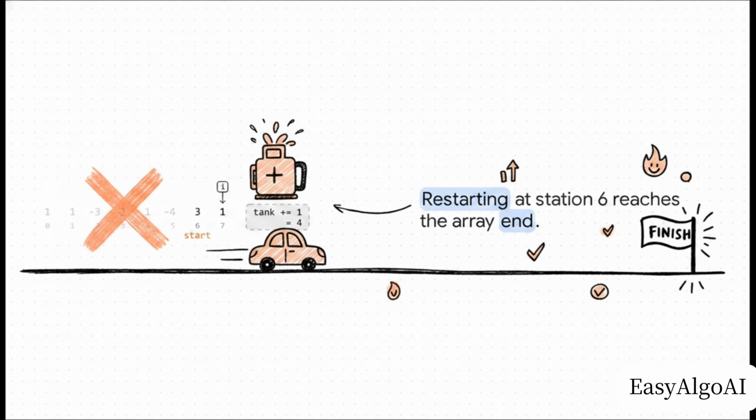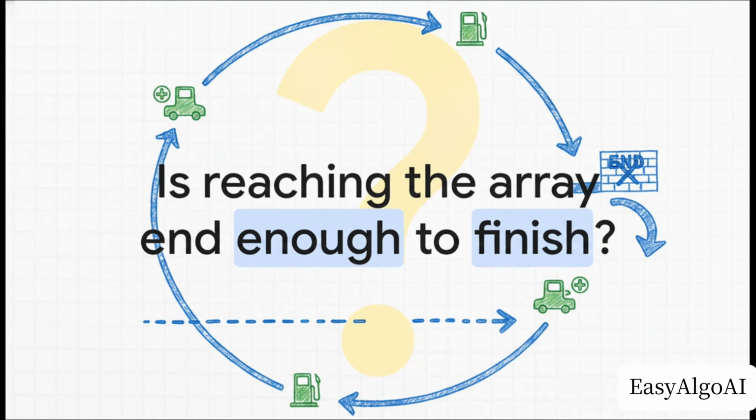And hey, look at that. From station 6, our tank stays positive. We successfully make it all the way to the end of the array at station 7 with gas to spare. But right here is the big mystery, and honestly, it's the part that usually trips people up. Do we actually need to write code to simulate looping all the way back around to the beginning of the array to definitively prove station 6 works as a full circular route? I mean, we've only reached the end of the list, not the end of the actual circle.